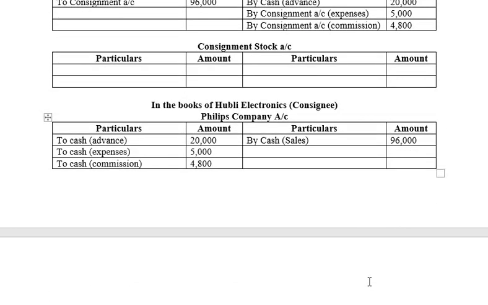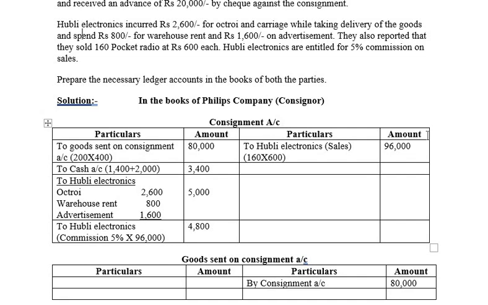The next one is in the books of the consignee. Hubli Electronics is the consignee. In Hubli Electronics you will prepare only one account, that is the consignor's account, the owner's account, which is nothing but Phillips Company account. Clear? Let's begin with the solution.